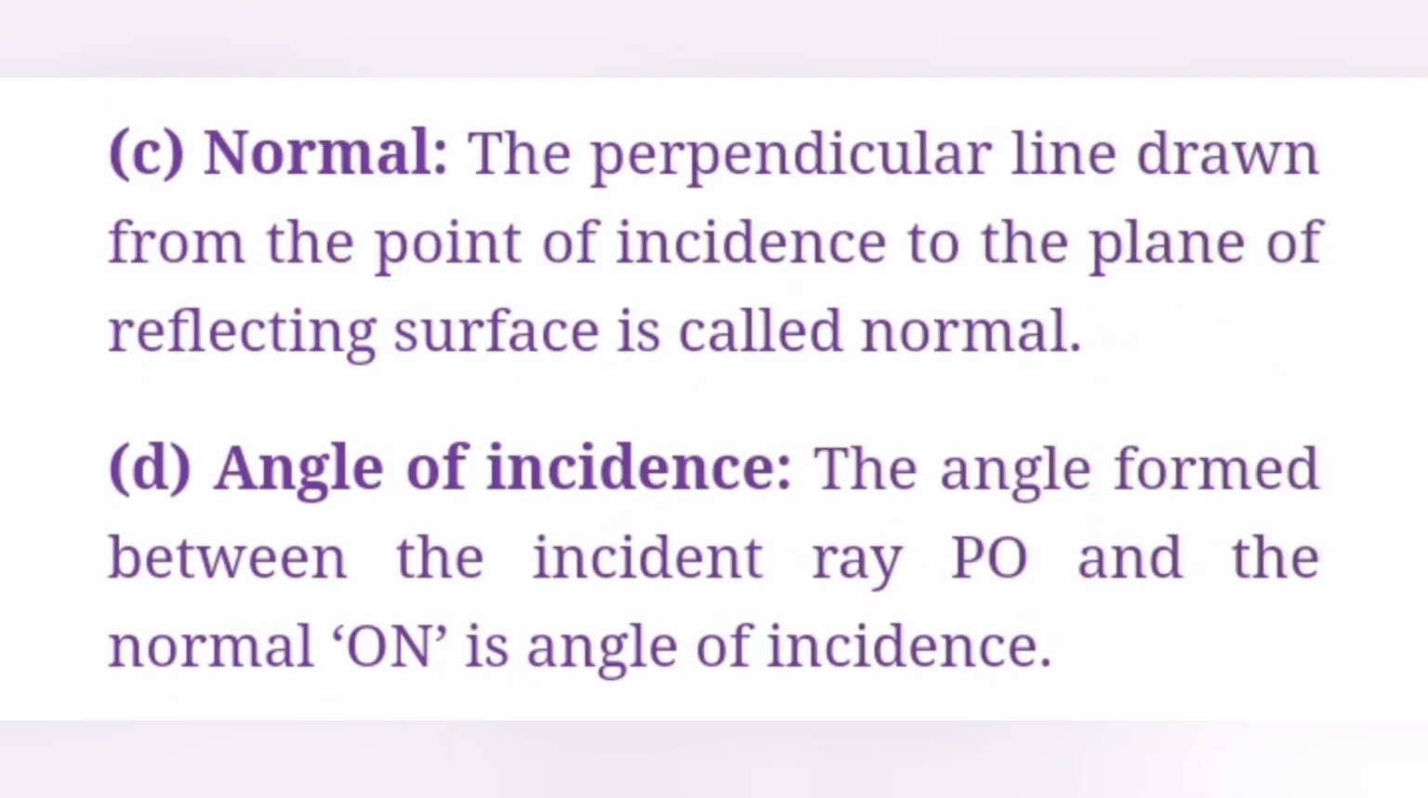Option C, normal. The perpendicular line drawn from the point of incidence to the plane of the reflecting surface is called normal. Then option D, angle of incidence. The angle formed between the incident ray PO and the normal ON is the angle of incidence.